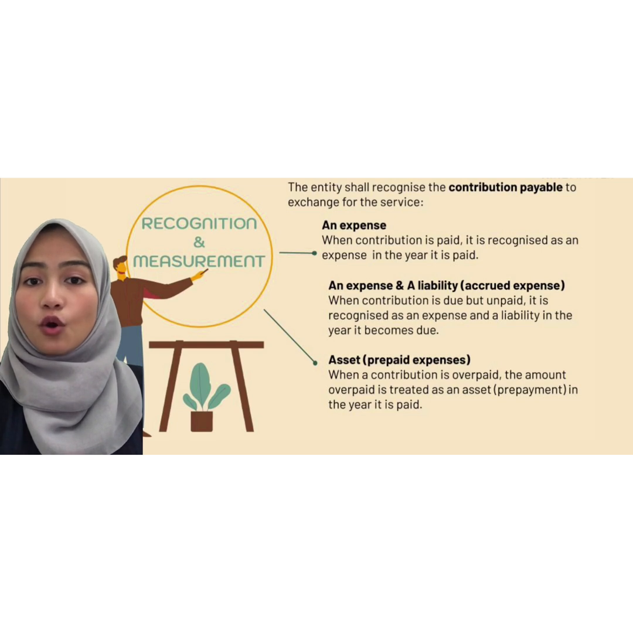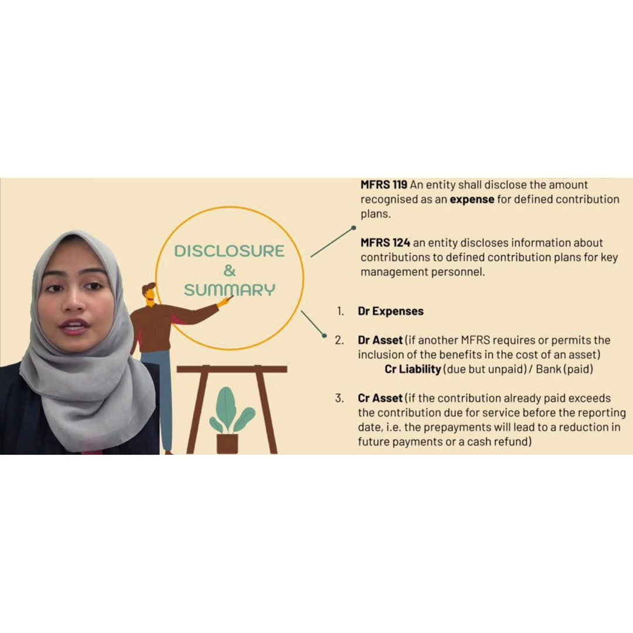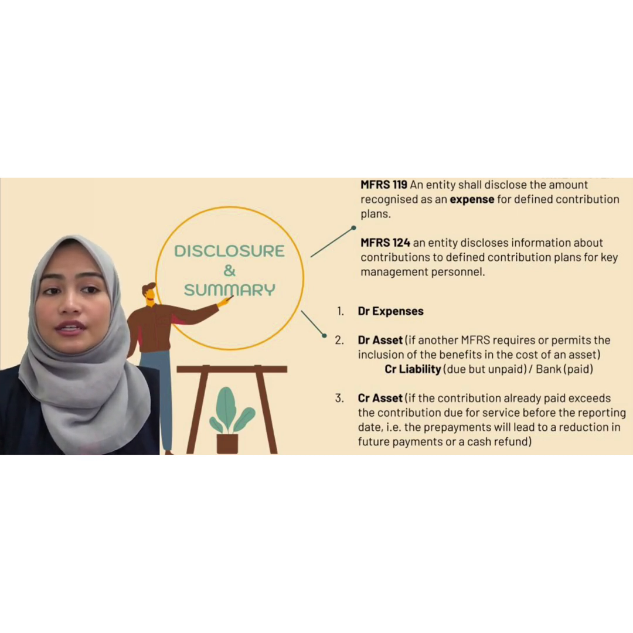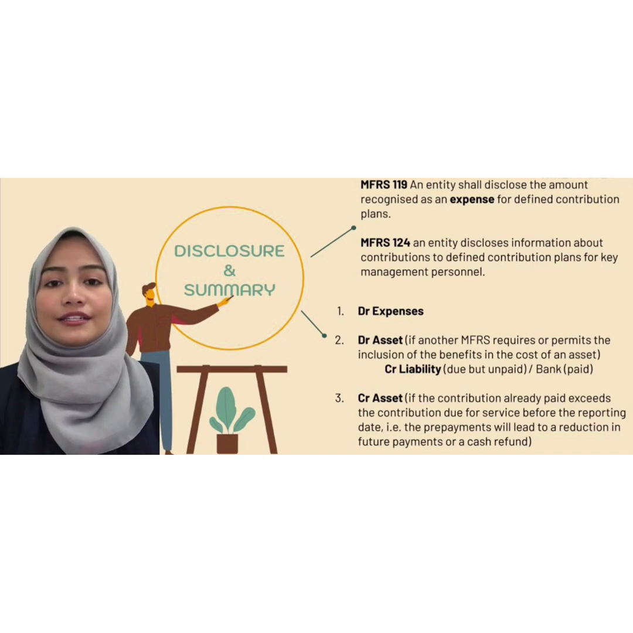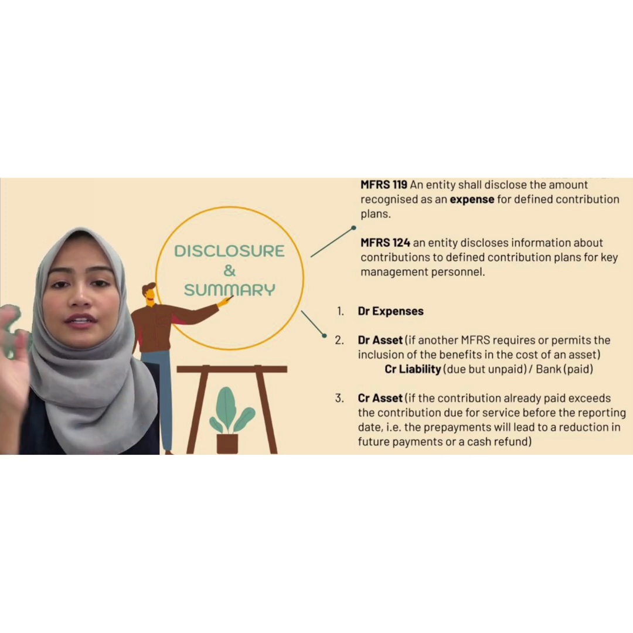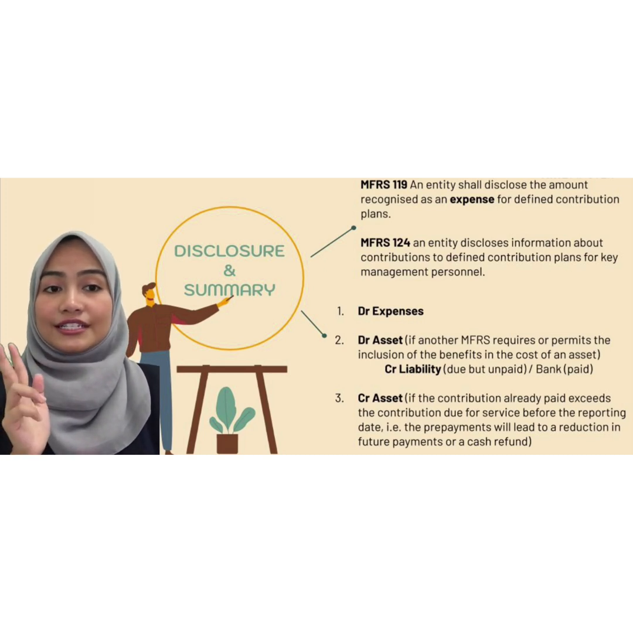When a contribution is overpaid, the amount overpaid is treated as an asset, which is prepayment, in the year it is paid. Next slide is on disclosure. Under MFRS 119, the amount must be recognized as an expense, while MFRS 124 discloses the information on contribution. I've also included a summary here so you know there are 3 situations to record the post-employment benefits: either debit expenses or debit asset, and credit liability or credit asset.